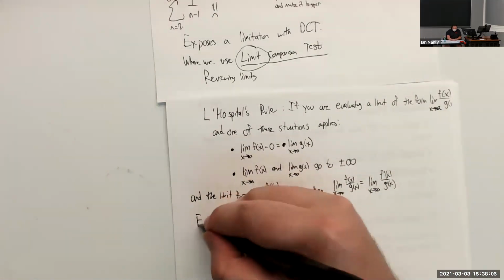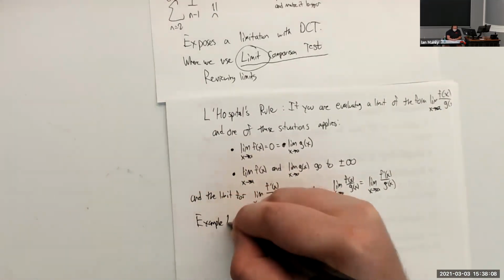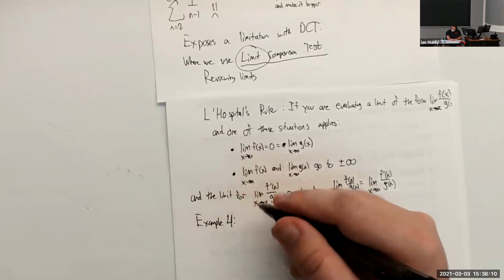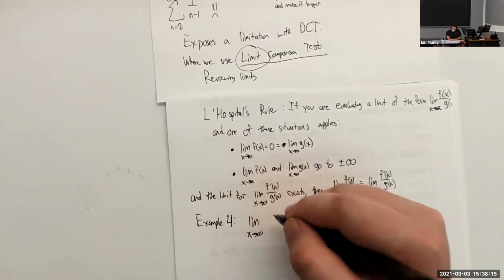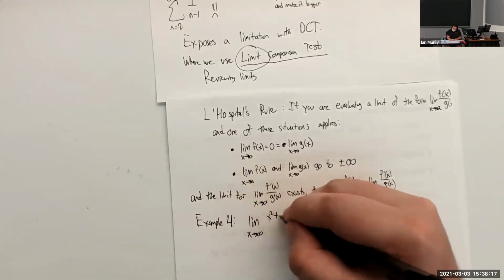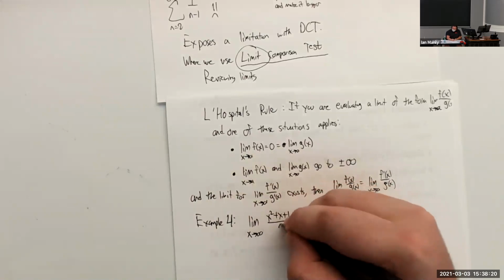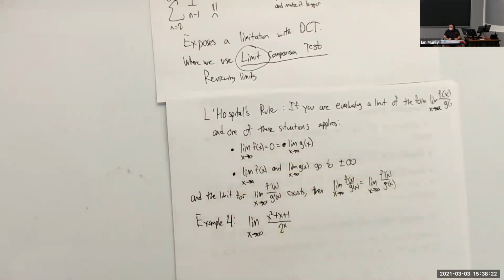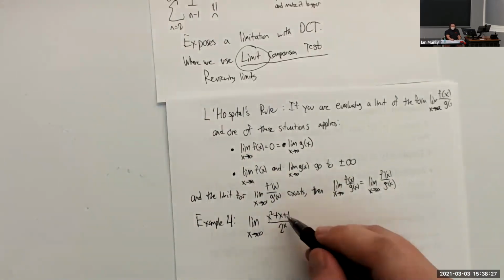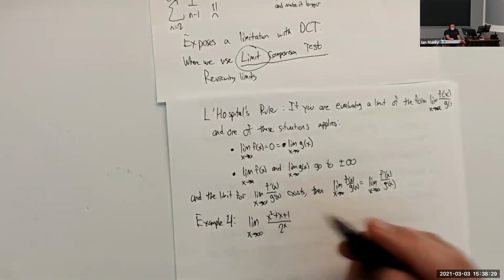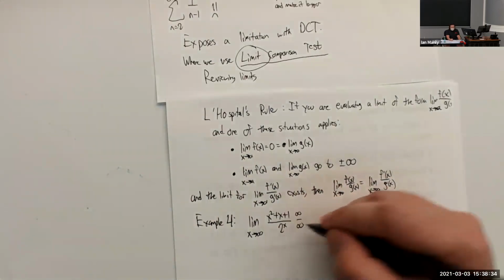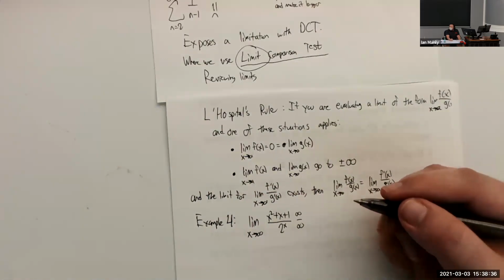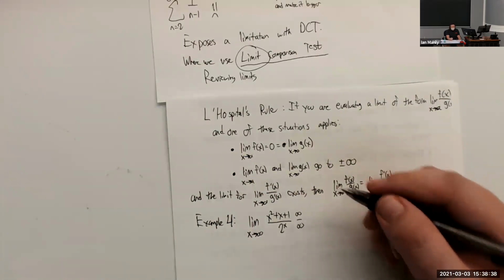All right, so let's do some practice with this. Let's compute this limit: the limit as x goes to infinity of x squared plus x plus 1 over 2 to the x power. If we try to just plug in and see what happens, the top is going to infinity. And 2 raised to a larger and larger power also goes to infinity. So that means we could use L'Hopital's rule.